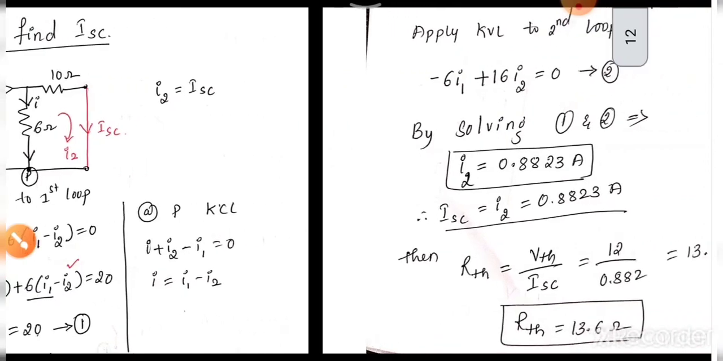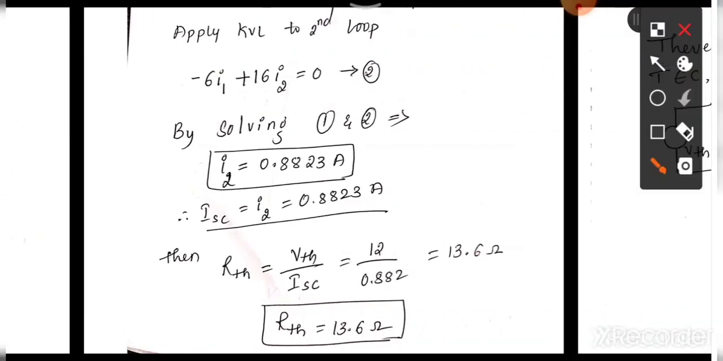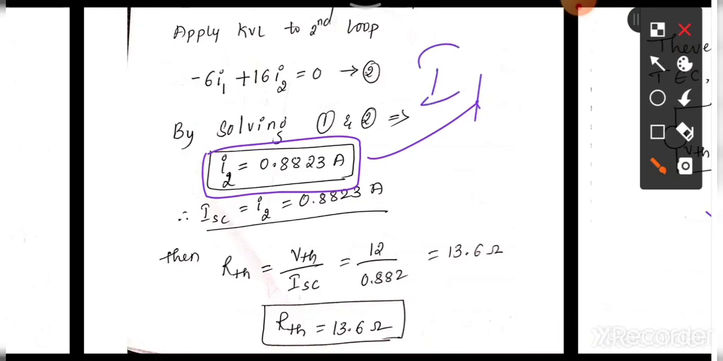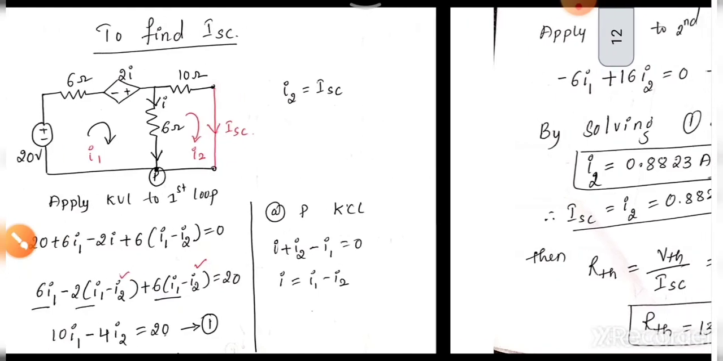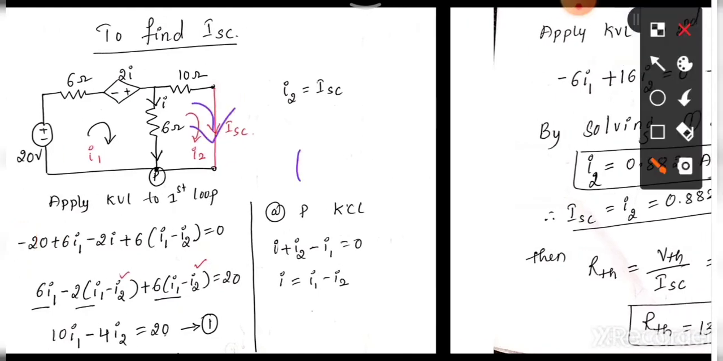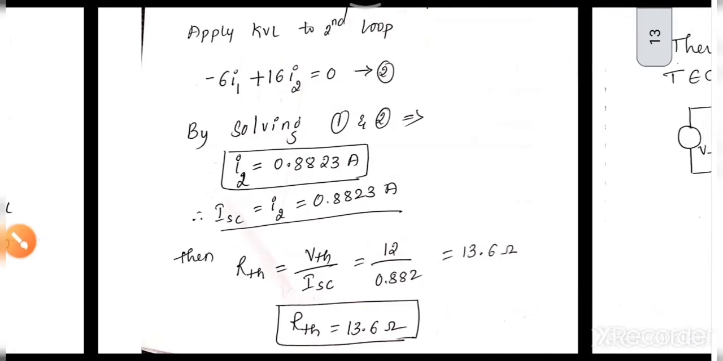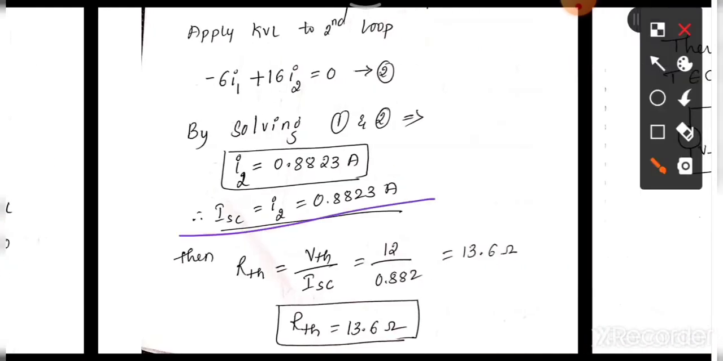By solving these two equations, you get the values, and we require I2, so we concentrate on I2. I2 will be equal to 0.8823 amperes. Why concentrate only on I2? Because I don't require I1 right now. I2 is nothing but your ISC. You can observe in this circuit that the I2 loop current is the short circuit current. So ISC will be equal to I2, that is 0.8823 ampere.